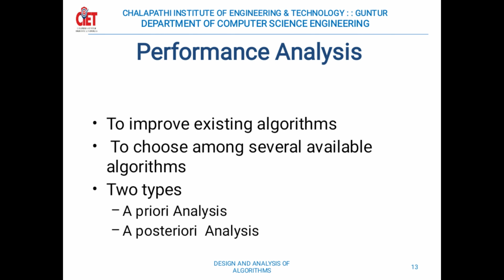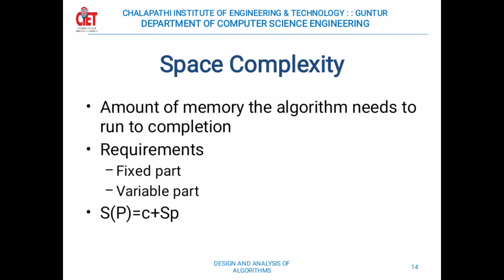So to perform prior analysis, it is based on two criteria. One is space complexity and the second one is time complexity. So based on these two criteria, we evaluate the performance of an algorithm or compare the performance of any two given algorithms and find the best one.